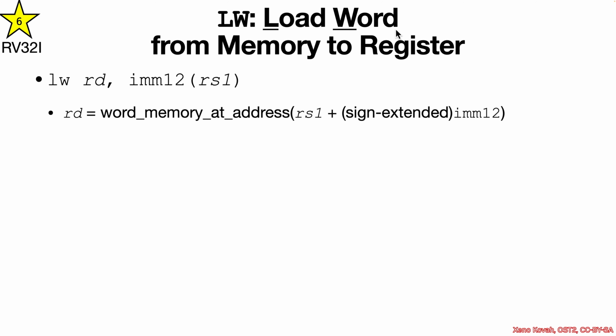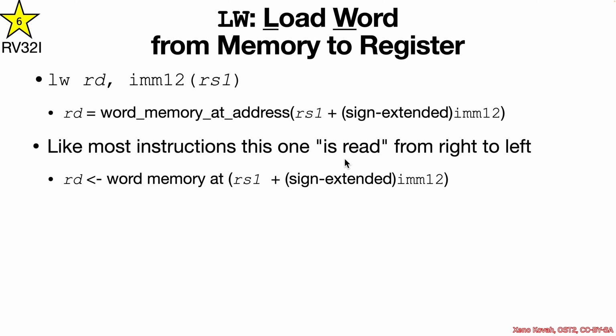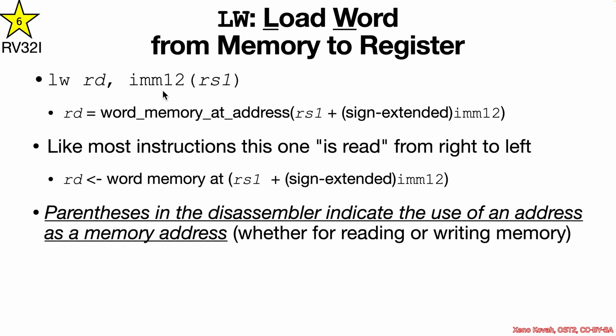Then load word, same sort of thing, opposite direction. Instead, now we read it like most things from right to left. So you take RS1 as an address, add the sign extended 12-bit immediate, and you load that value from memory into the register RD. And again, like most instructions, this one is read with the arrow facing from right to left. And also the parentheses in the disassembler is your hint that there is memory dereferencing occurring.